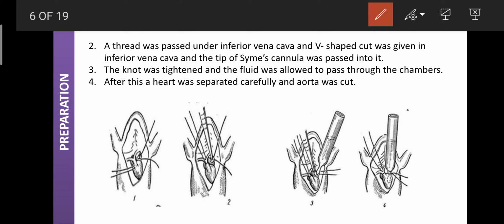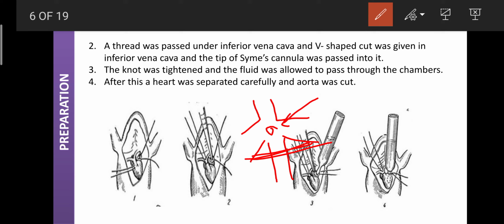So dear students, just below the heart one junction is present, known as the inferior vena cava, that collects the deoxygenated blood from the lower part of the body including legs and hands. First you insert one thread just below this vein, and after that one small cut is made here for insertion of the Symes cannula.